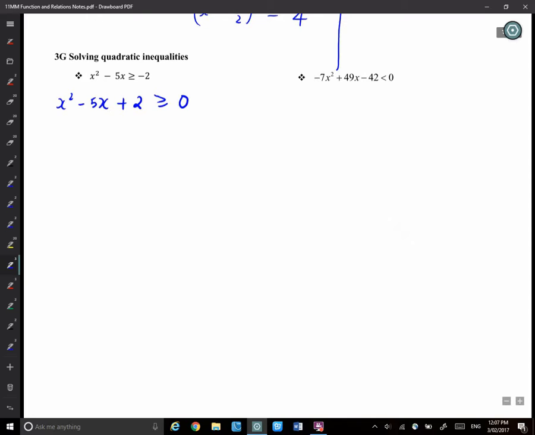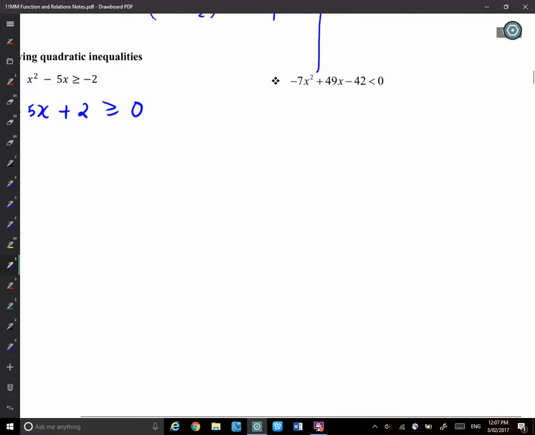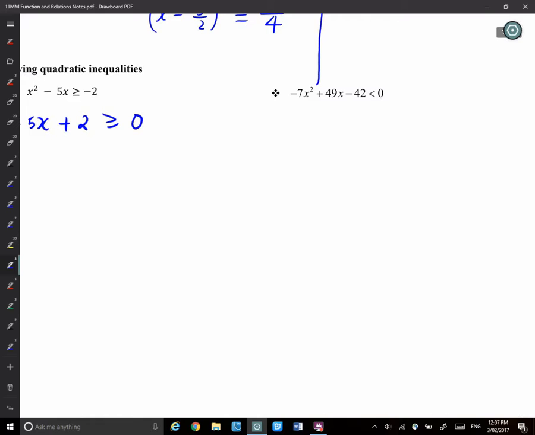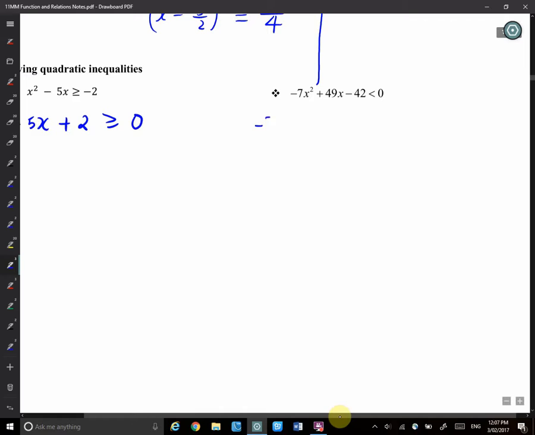Well, I will leave this one to you, do it by yourself. I will do the right-hand side one. The right-hand side one will be a good one to explain. Okay, I have everything on one side now. So I will take negative 7 as a common factor: negative 7 times x squared minus 7x plus 6 smaller than 0.